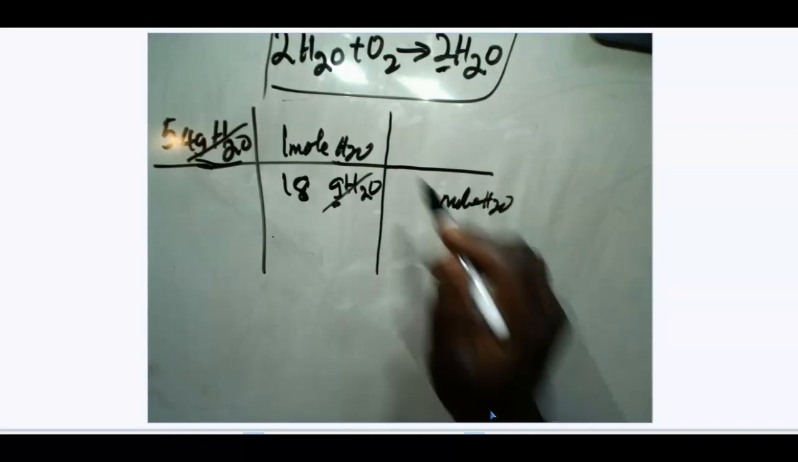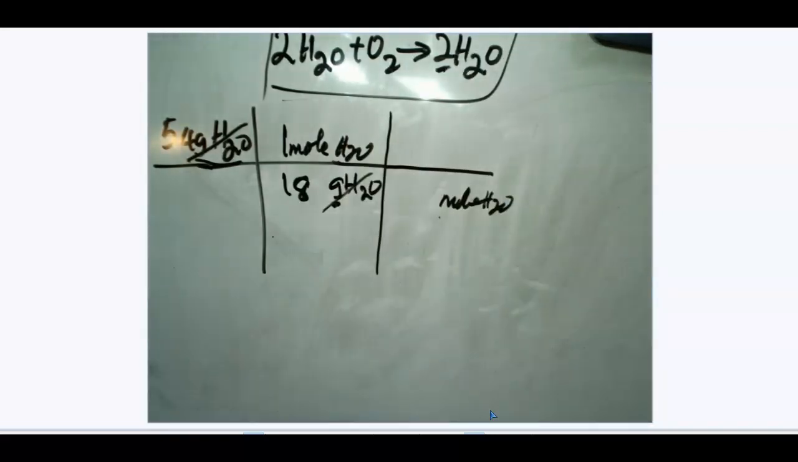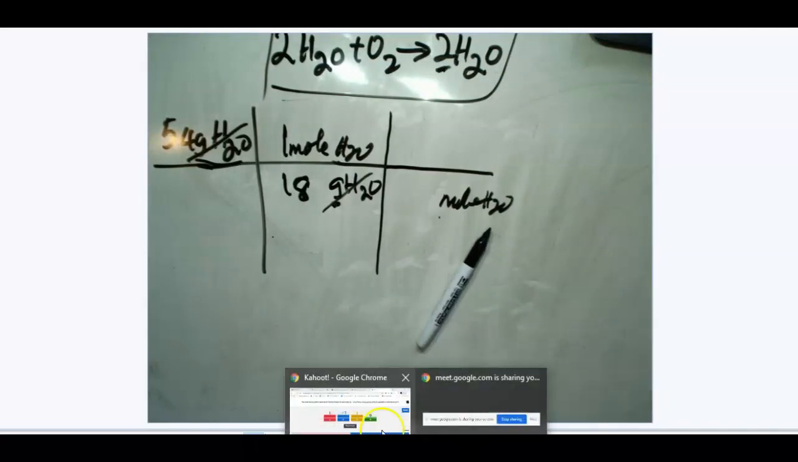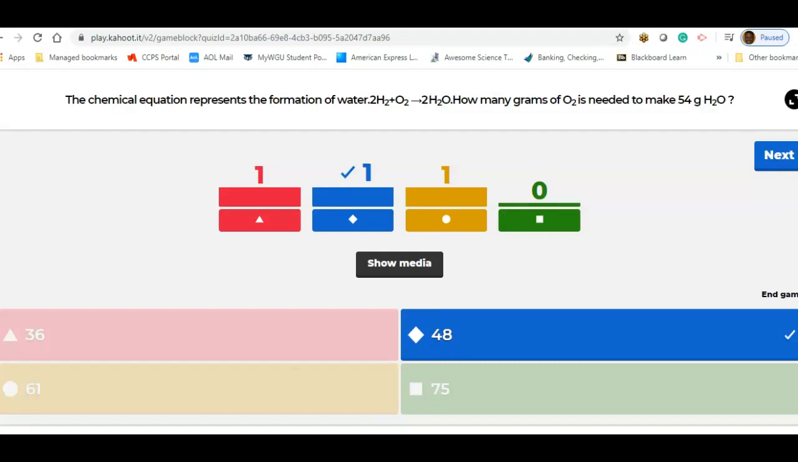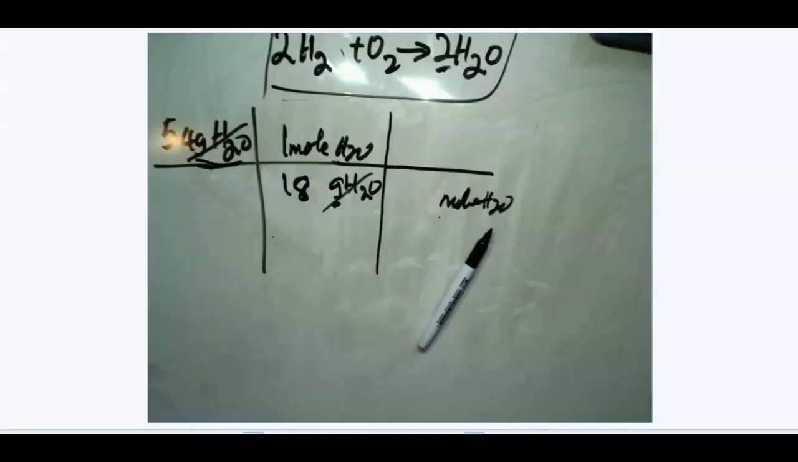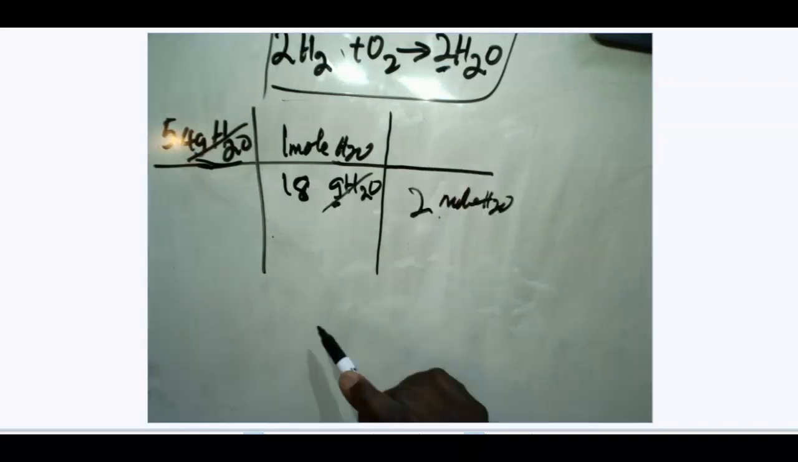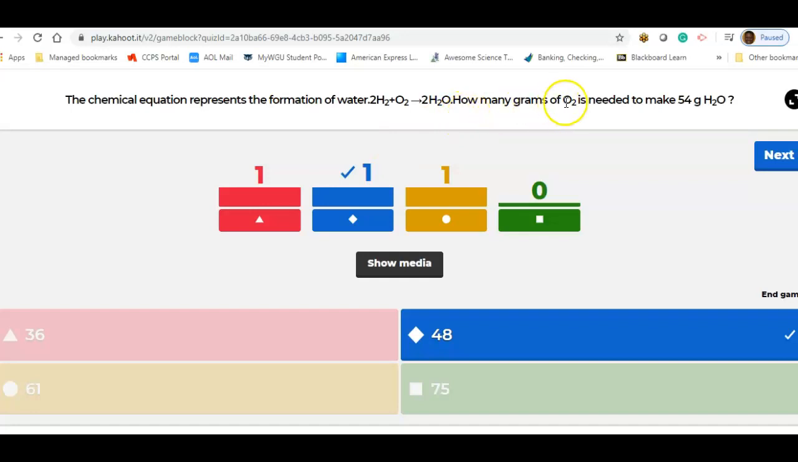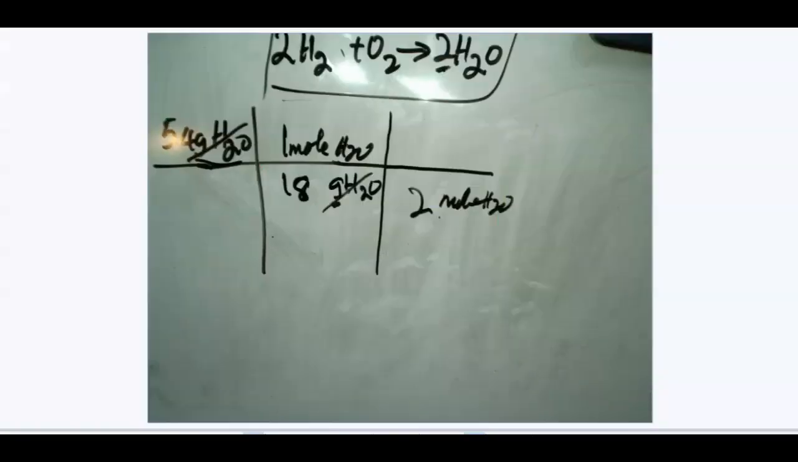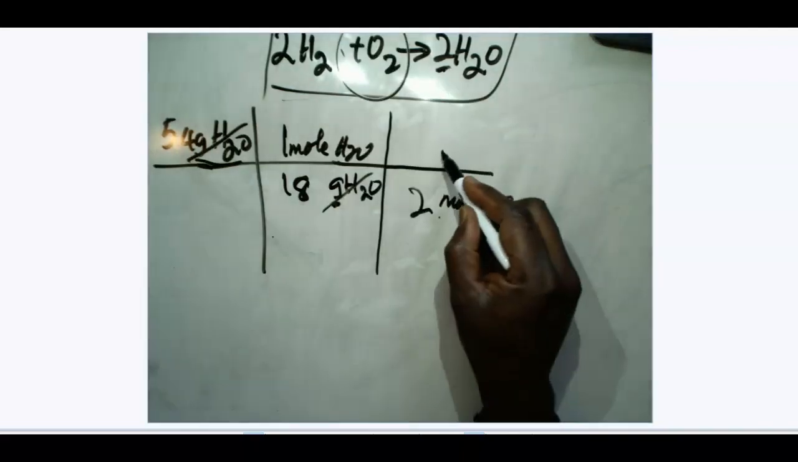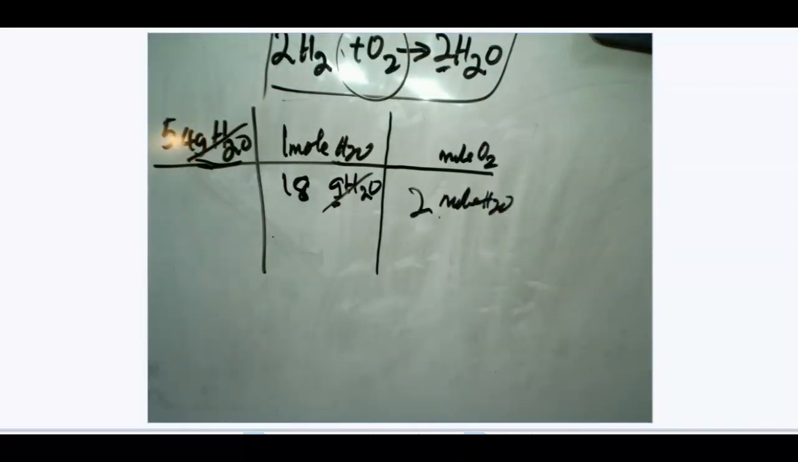Hold on, let me go back to the question. Did I copy the question correctly? Oh yeah, it's hydrogen, sorry. So, mole of water is 2 H2O. That is 2 moles of that. We're looking for how many grams of oxygen. So mole of oxygen will be right here. That's what we're looking for, and that is 1 mole, because 1 mole on the mole ratio.